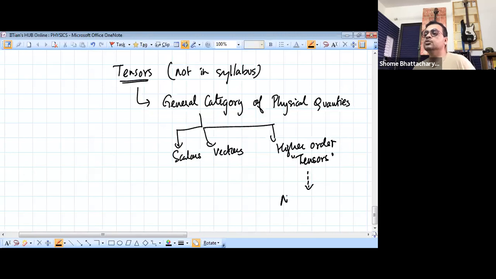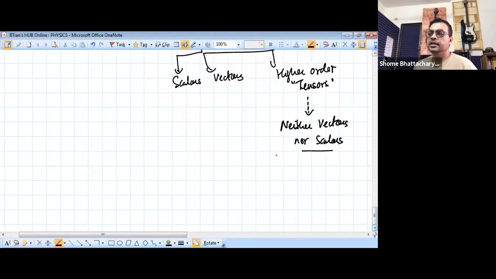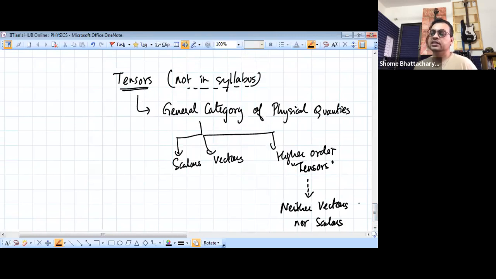Now they are quantities which are, you can say, neither vectors nor scalars. So at the 11 plus 12 level, we don't need to worry about tensors. This is not in the syllabus. But you will see in your engineering or in further studies that there are certain quantities, for example, when we define pressure inside a fluid, we can define it as a quantity which is neither a vector nor a scalar. But at our level, when we talk about pressure in fluid mechanics, we'll be treating it like a scalar. So it's a little difficult for me to explain right now what a higher order tensor is. But by the time we complete vector algebra, I will be able to give you examples of what higher order tensors are and why they don't come in the category of vectors.